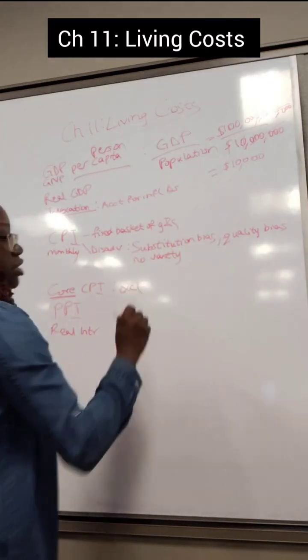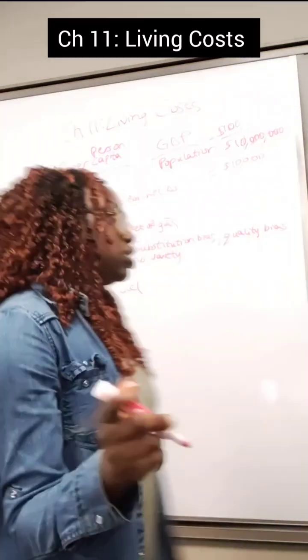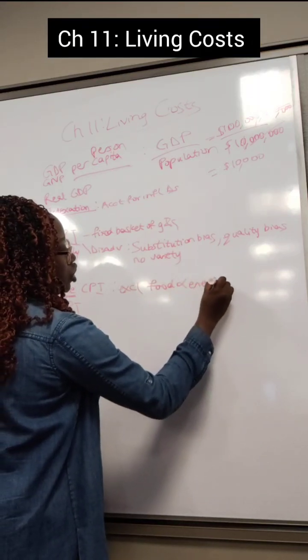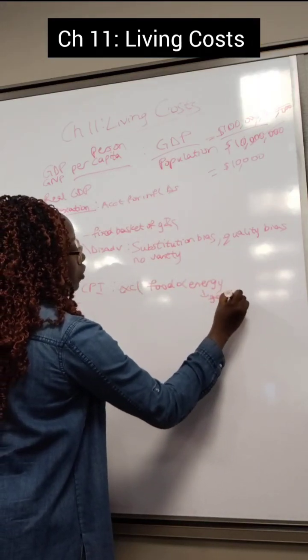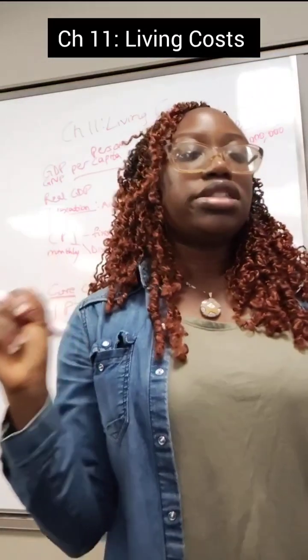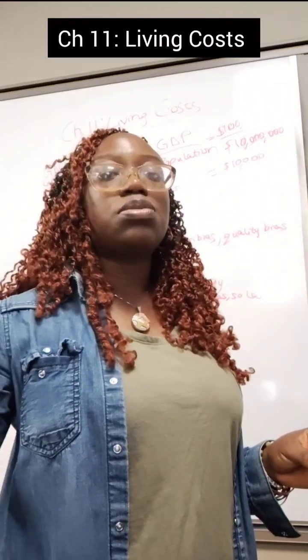So the core CPI calculates the fixed basket of goods and services excluding food and energy. Energy includes your gas, your solar, all of that stuff. It excludes these to give a more stable CPI value and a more stable inflation value.